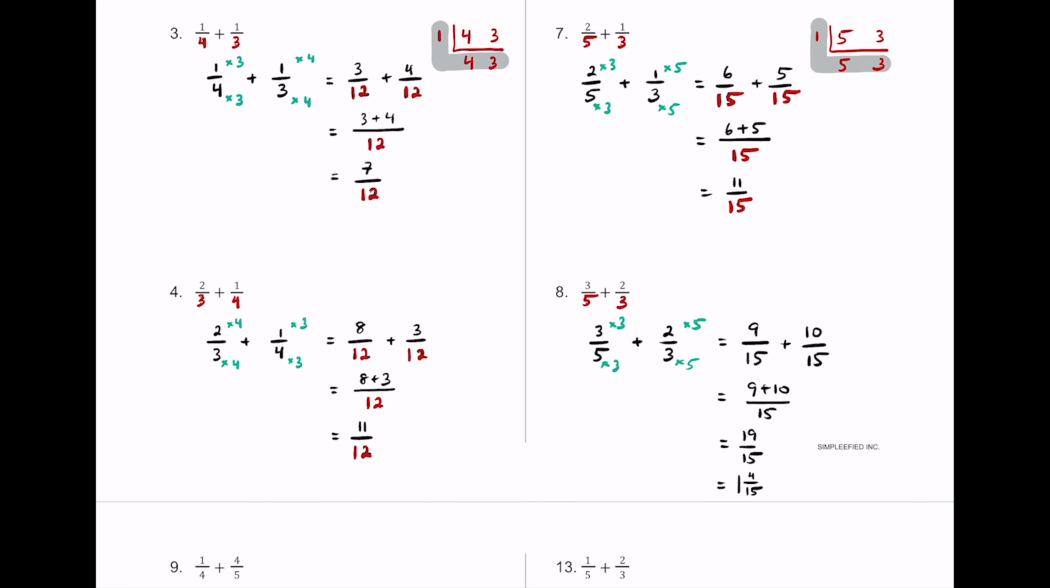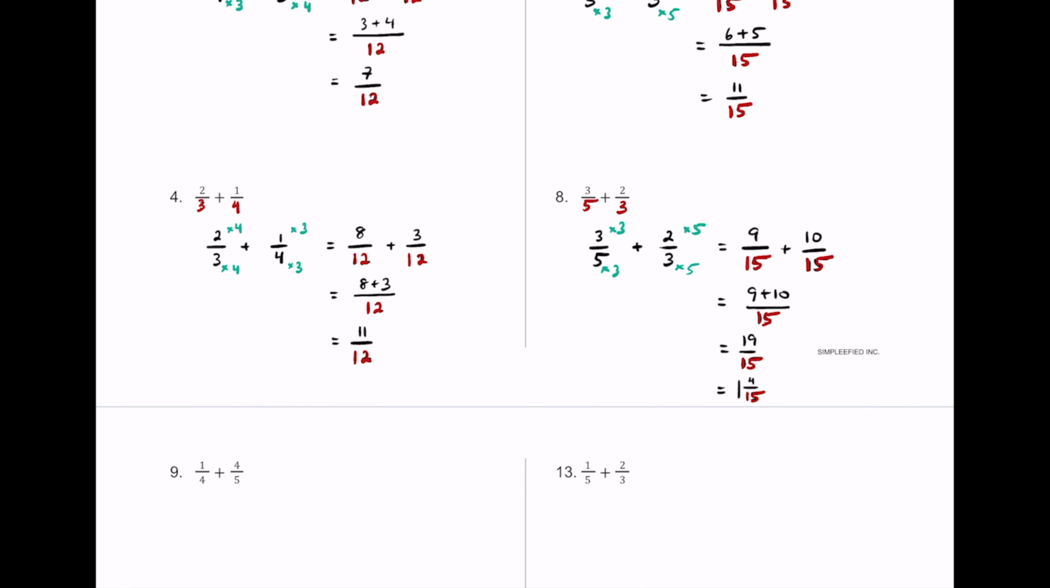Cool. So we got the common denominators of 15, because that was the same as in number 7, so we already knew that. So that's 15ths all the way through. We got an improper fraction for an answer, which you could leave, or if you want to practice getting your mixed numbers, then go ahead and divide and find out it's 1 and 4/15. Let's check out number 9.